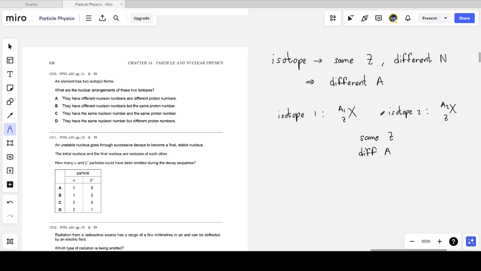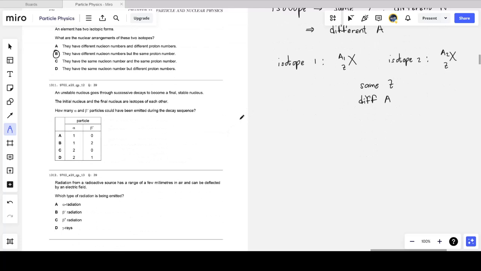So this is how they would look. They would have the same symbol, C for carbon, U for uranium, etc. The number on the bottom would be the same, the number at the top would be different. So they have the same proton number, but different nucleon numbers. And that corresponds with option B. Different nucleon numbers, but the same proton number. Because the number of neutrons is different, and the nucleon number is simply the number of protons and neutrons in the nucleus.